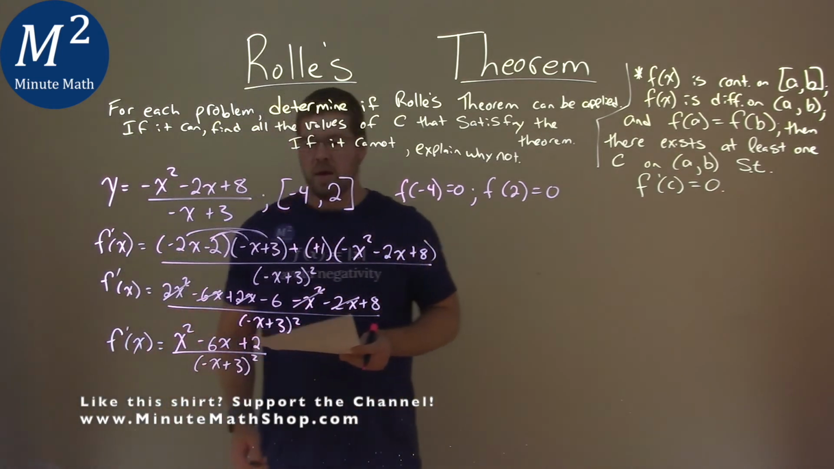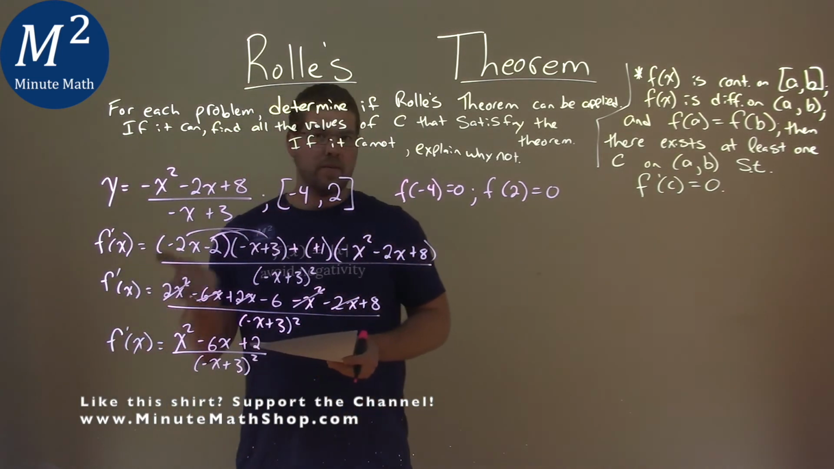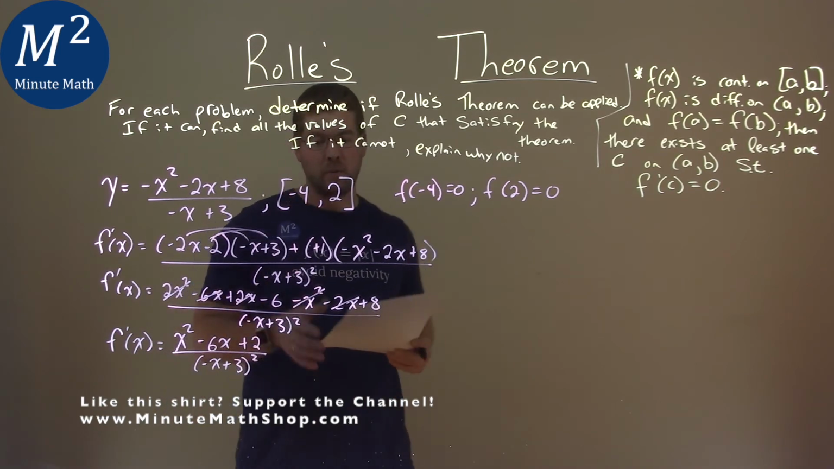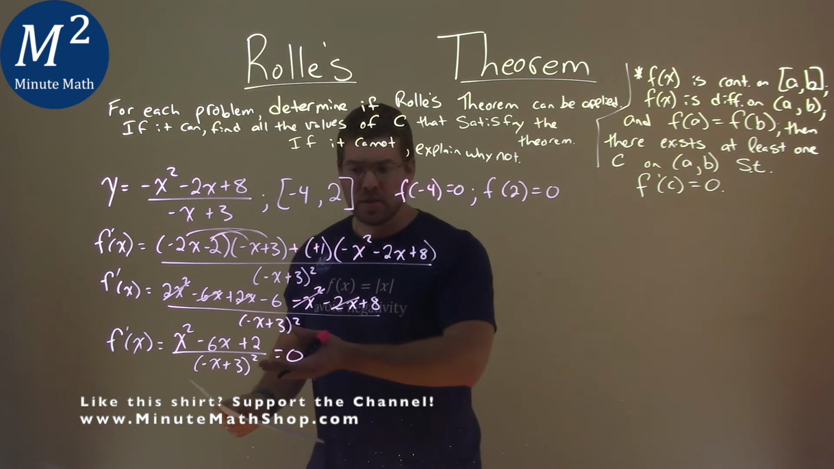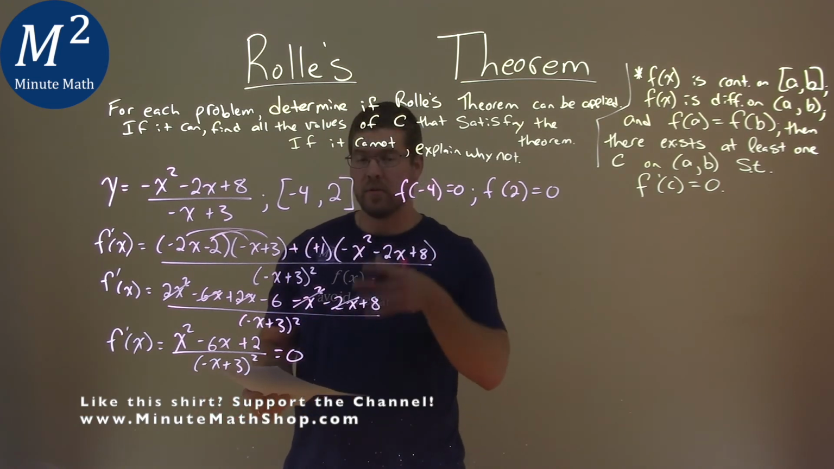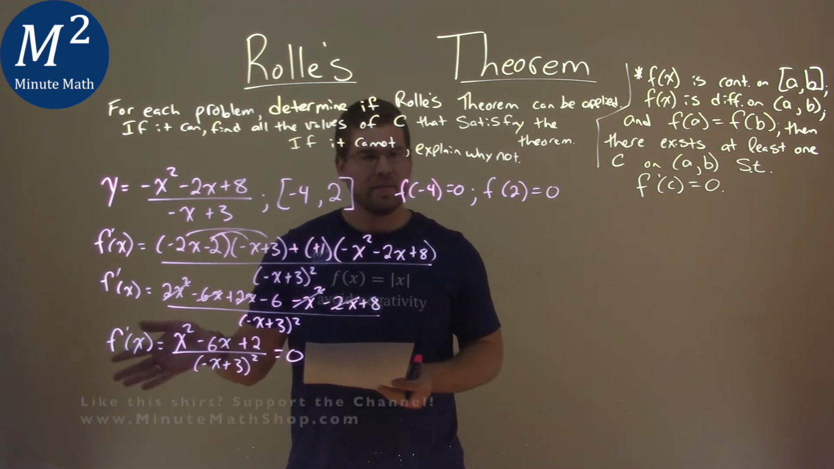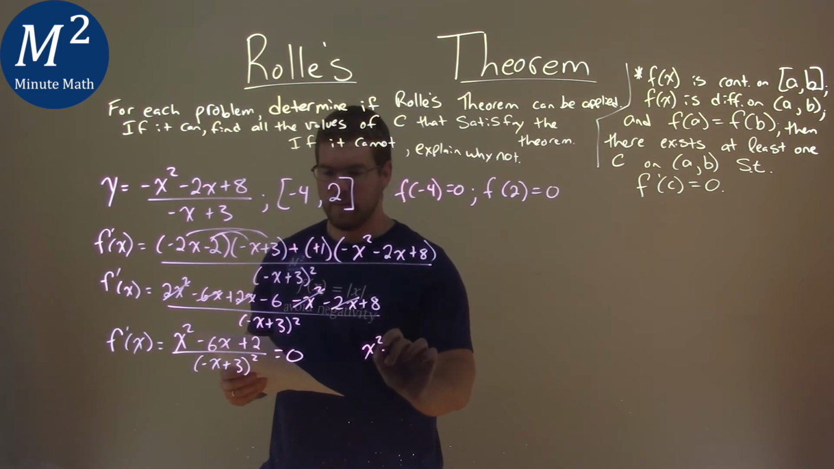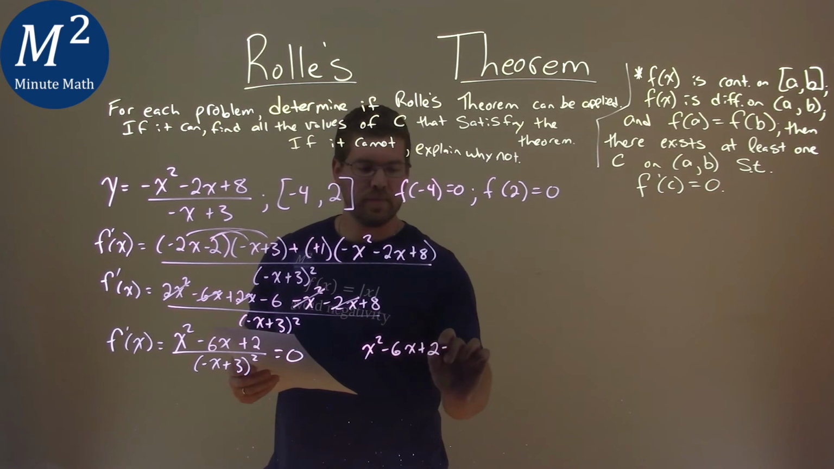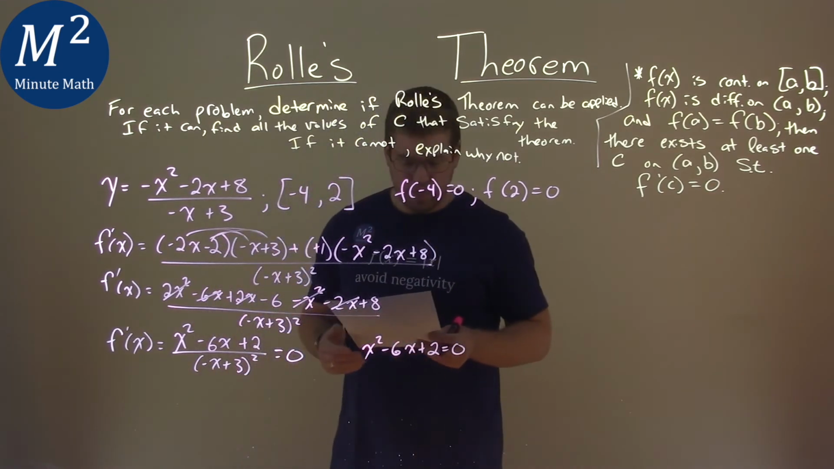Okay, so we've basically simplified this derivative all the way, and we need to find where it's equal to 0 to apply Rolle's theorem. Well, since it's a rational function, we only really care about the numerator. That's where it's equal to 0. The denominator, if it's equal to 0, it's undefined. So we kind of ignore that, and we take the numerator x squared minus 6x plus 2. We find where that's equal to 0.